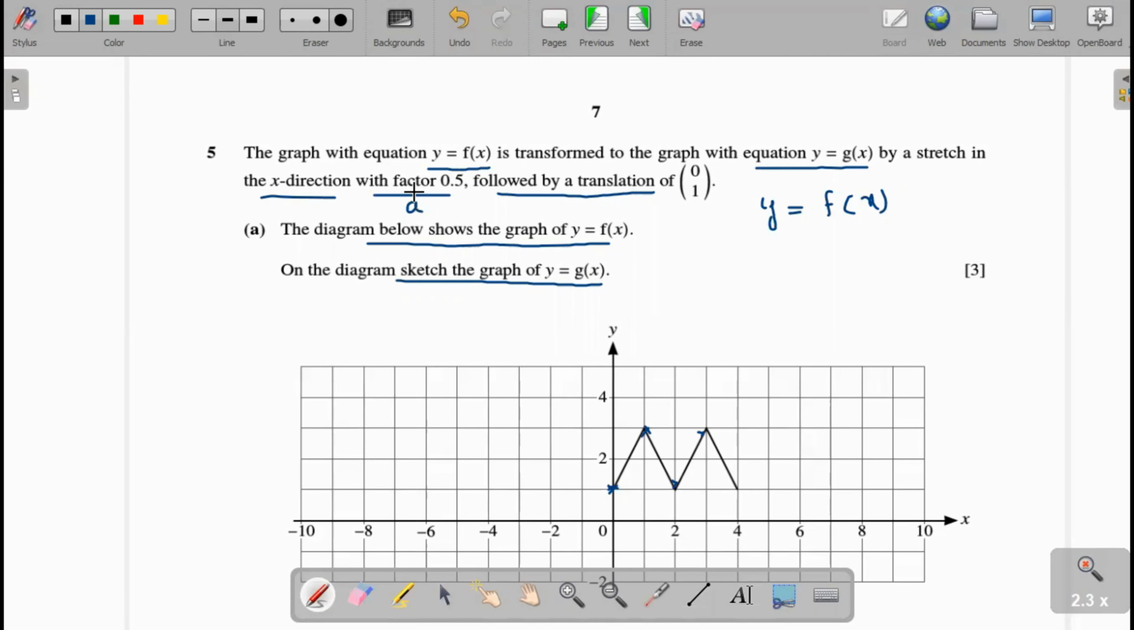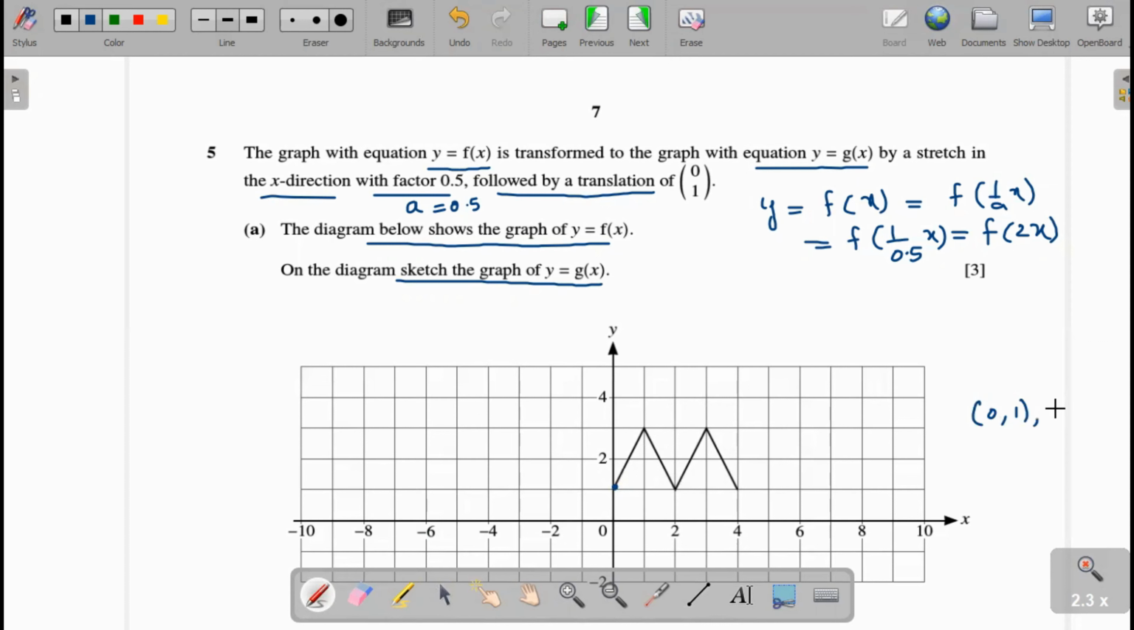Suppose a equal to 0.5. Stretching in the x direction with factor 0.5 gives f of 1 over a x, which equals f of 1 over 0.5 x, and that equals f of 2x. For f of 2x, we divide the x coordinate by 2. Here the first coordinate is (0, 1).